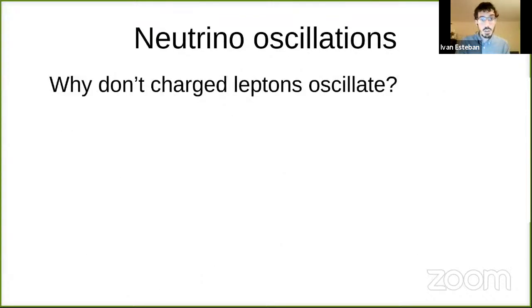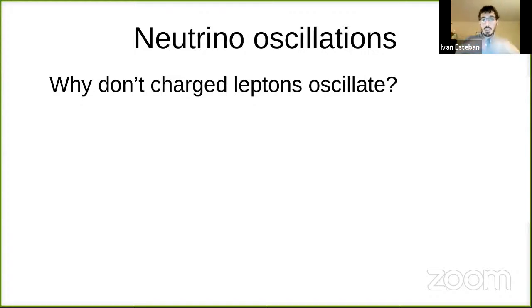Okay, and moving on to a more experimental part about neutrino oscillations, I would like to discuss one question that was raised in the theory lectures by Pilar, and that I think is quite interesting because it always pops up. The question seems quite naive: why don't charged leptons oscillate? In principle, if we observe neutrino oscillations, why don't we observe charged lepton oscillations? So why don't we observe muons becoming electrons after traveling long distances? So any idea for this?